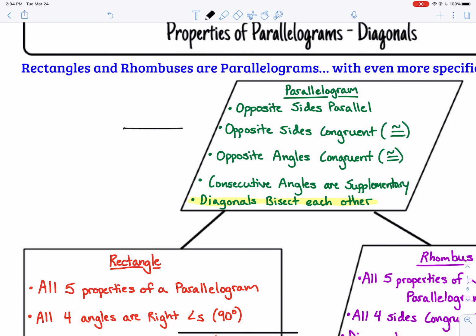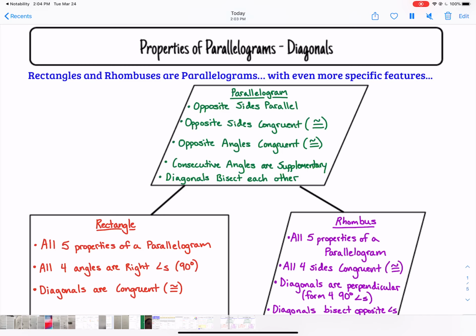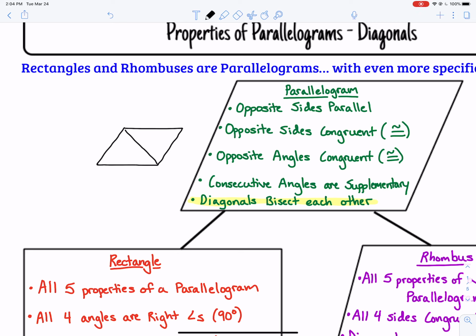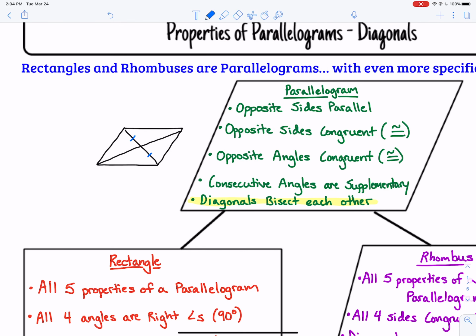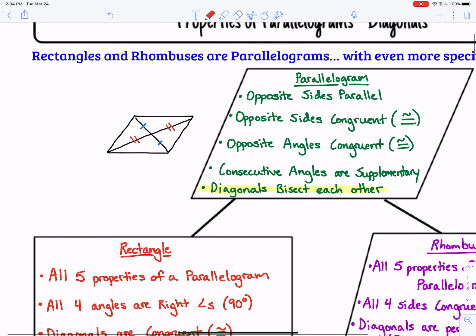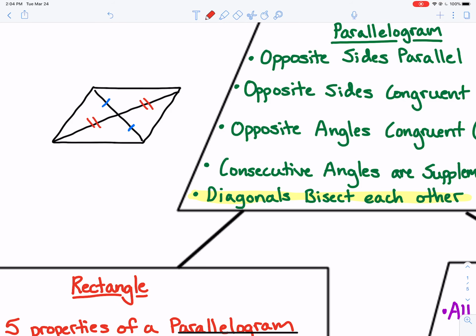So if we draw a little parallelogram over here, and we draw the diagonals of the parallelogram. So a diagonal goes from one corner to the one on the opposite side. So we draw the diagonals, and it would bisect each diagonal, so they have 2 equal parts on either side of where they intersect. When something is bisected, it's broken in half. So that would be what happens with this 5th property of parallelograms.